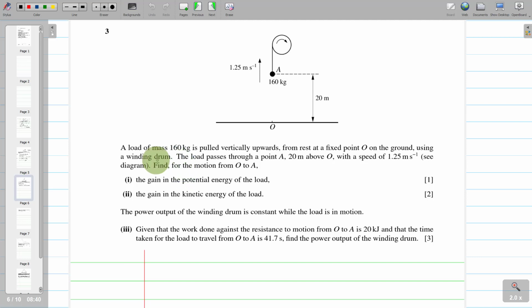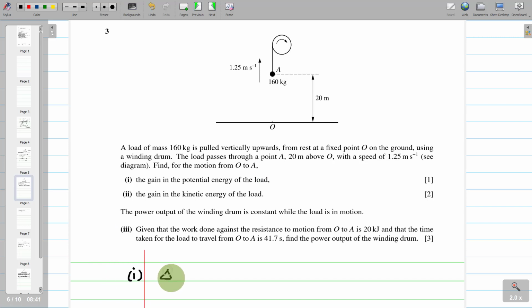Now in question 3, we are told that a load of mass 160 kg is pulled vertically upwards from rest. That is, u is 0, at a fixed point O on the ground using a winding drum. The load passes through a point A 20 meters above O with a speed of 1.25 meters per second. Find, for the motion from O to A, the gain in potential energy of the load. So let's first of all work out part 1.